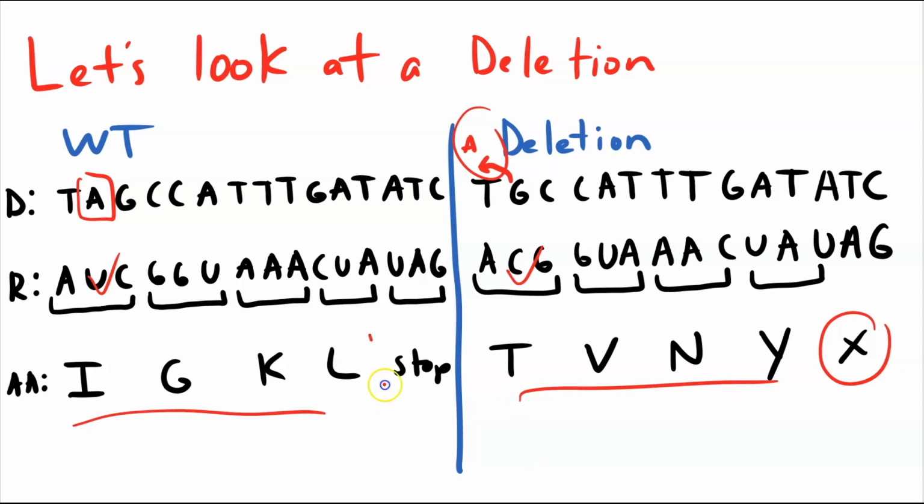And here, where we should have had a stop, this is going to continue on until the code runs into a stop. So in this case, you'll have a bunch of missense changes, and the protein will be longer than it should have been, which is also a problem for its function because we have lost the stop there.